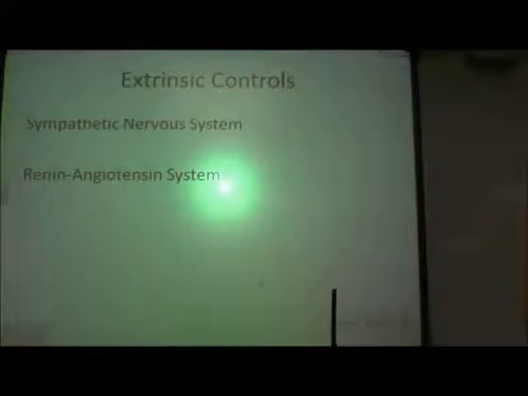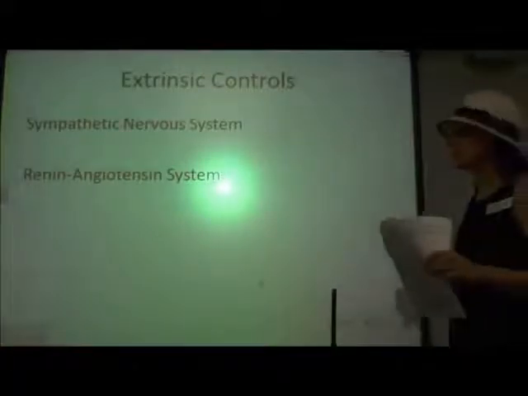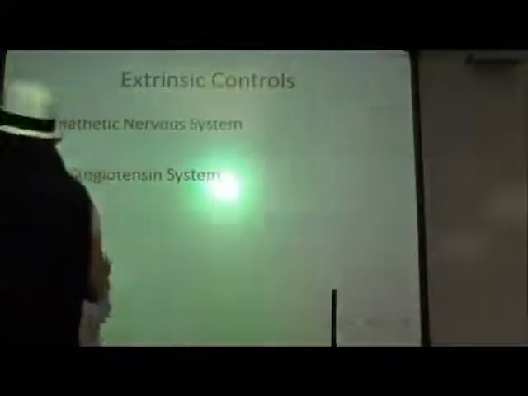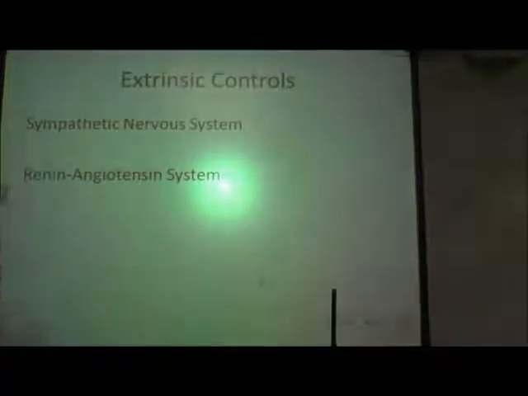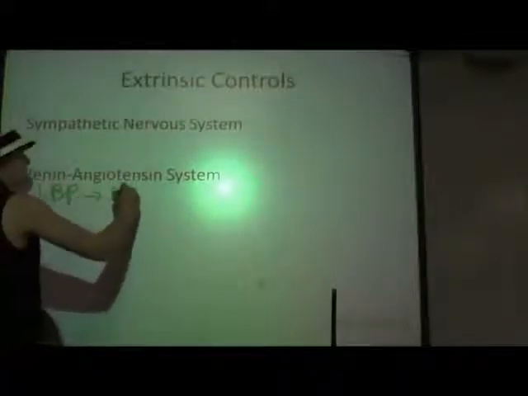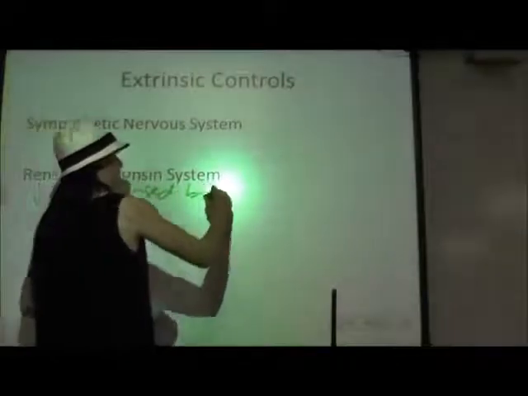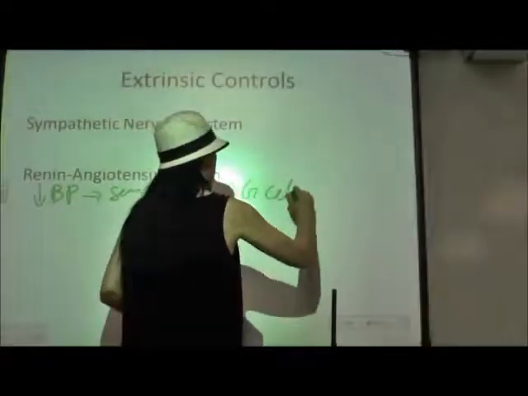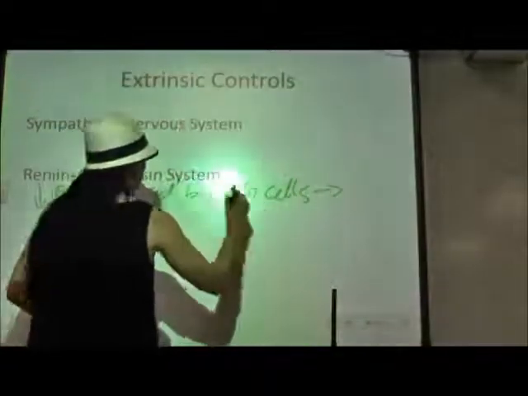The renin-angiotensin system is also going to have an effect because of vasoconstriction, but then also through aldosterone, and not at the juxtaglomerular apparatus, but in another place in the system, our antidiuretic hormone will have an effect. So if we have a decrease in blood pressure, this is going to be sensed by our JG cells, that are going to respond by releasing renin.